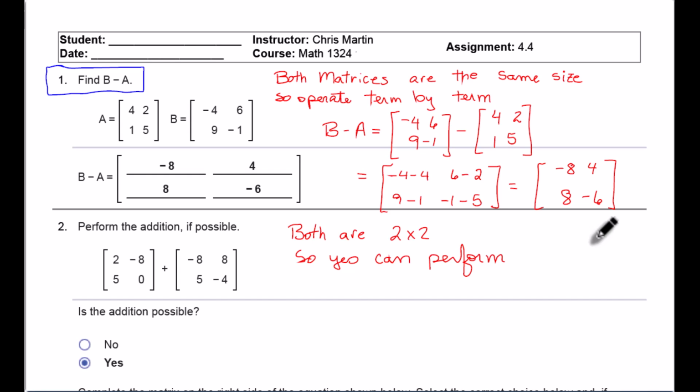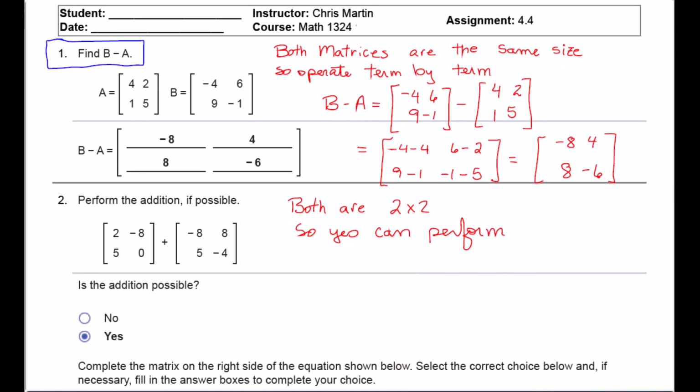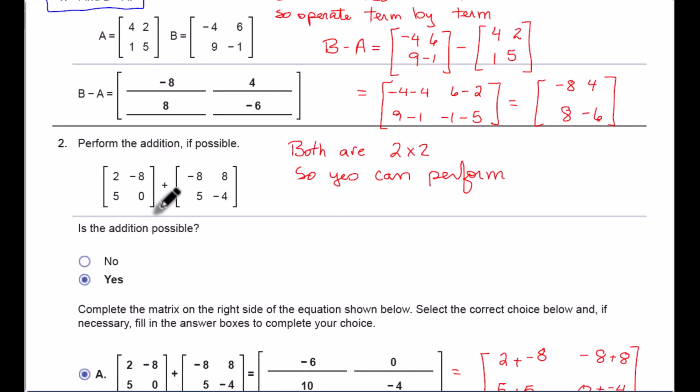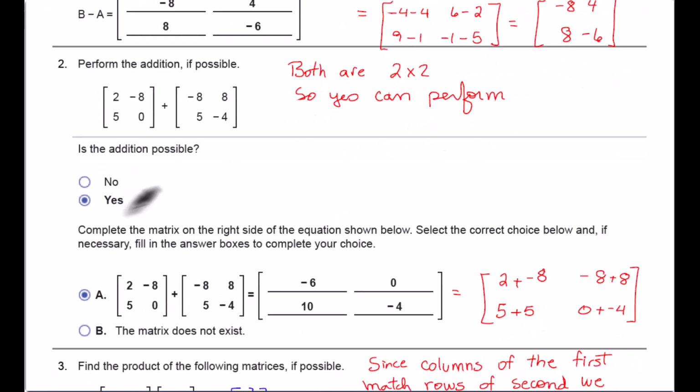All right, so looking here at question 2, they are giving me two matrices, and they're asking, can we add these two together? And the answer is yes, because they are both exactly the same size. So how do we do it? Well, again, term by term. All right, let's take a look.